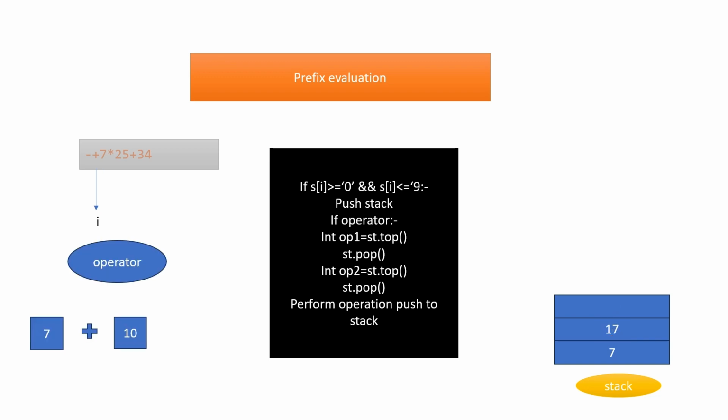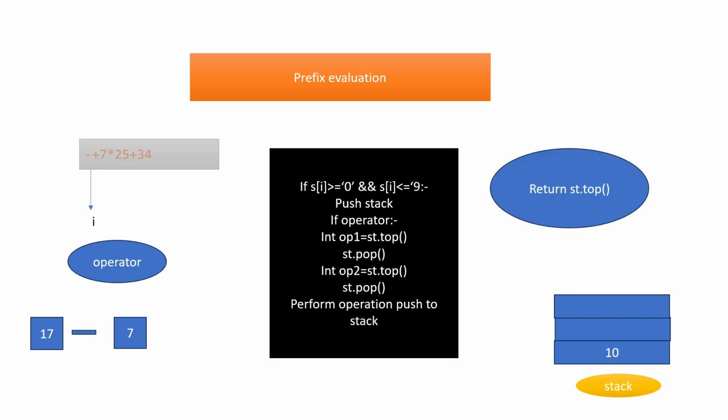Let's move on. Now i is incremented by 1, and this is an operator. We pop the top elements of the stack, perform the operation between them, and push the result into the stack. After that, we are at the 0th index of our string, so it is an operator. Then we pop the top two elements from the stack, perform that operator between the operands, and push that answer into the stack. And when i reaches 0, we stop and return the top element of the stack. This is how we get 10 by using the prefix equation.